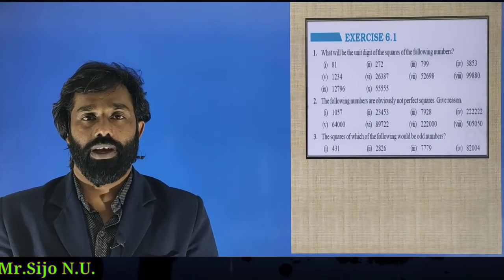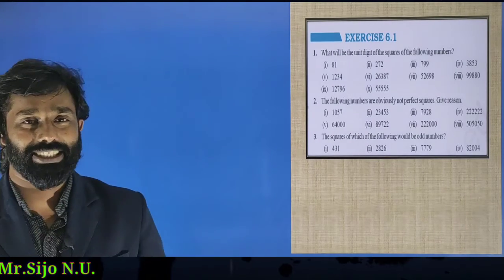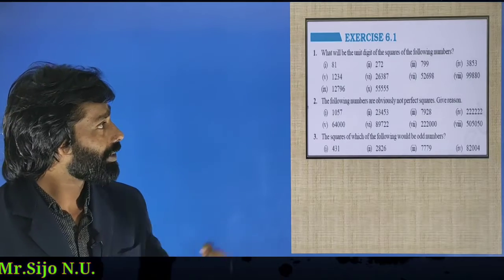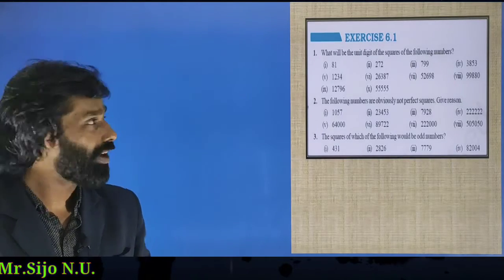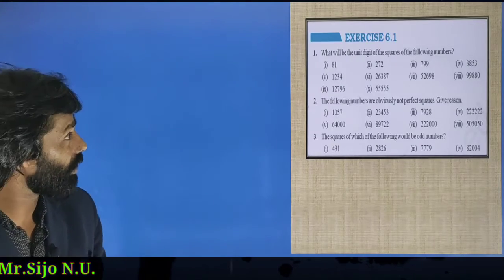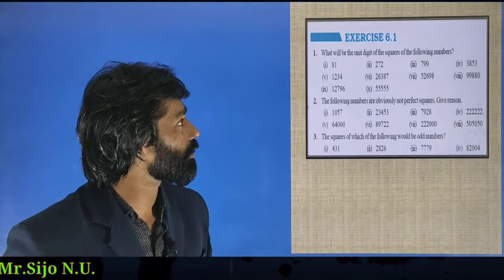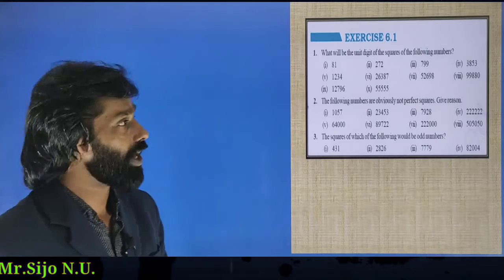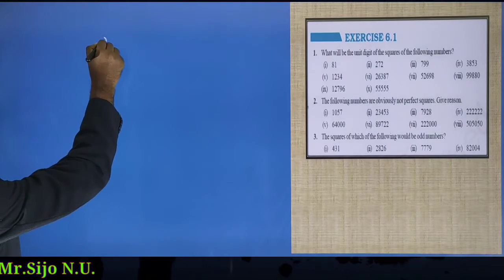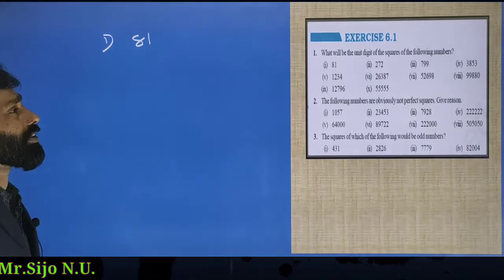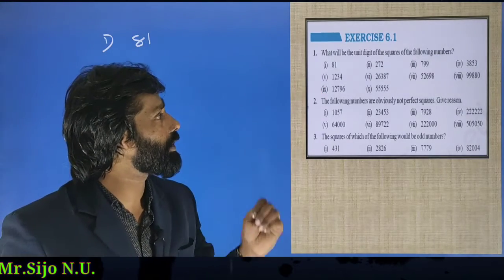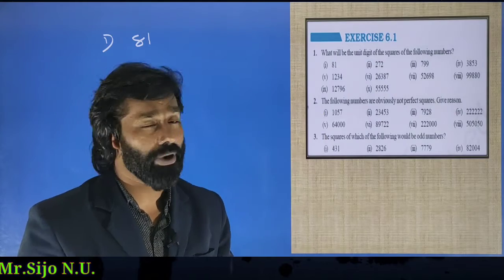Here we are going to discuss the first exercise of this chapter, exercise 6.1. So let us move to the question. The first question is, what will be the unit digit of the squares of the following numbers? They have given some numbers here. The first number is 81, and they are asking what will be the unit digit of the squares of the following numbers.